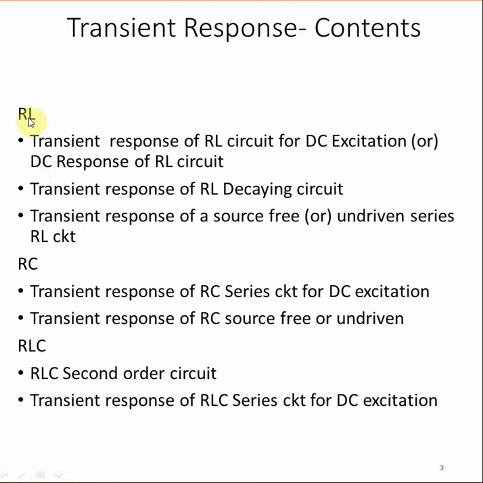You are going to connect the power supply to the DC circuits: RL, RC, and RLC. This is the difference between them: resistance and inductance, resistance and capacitance, and resistance, inductance and capacitance. So you will connect it.